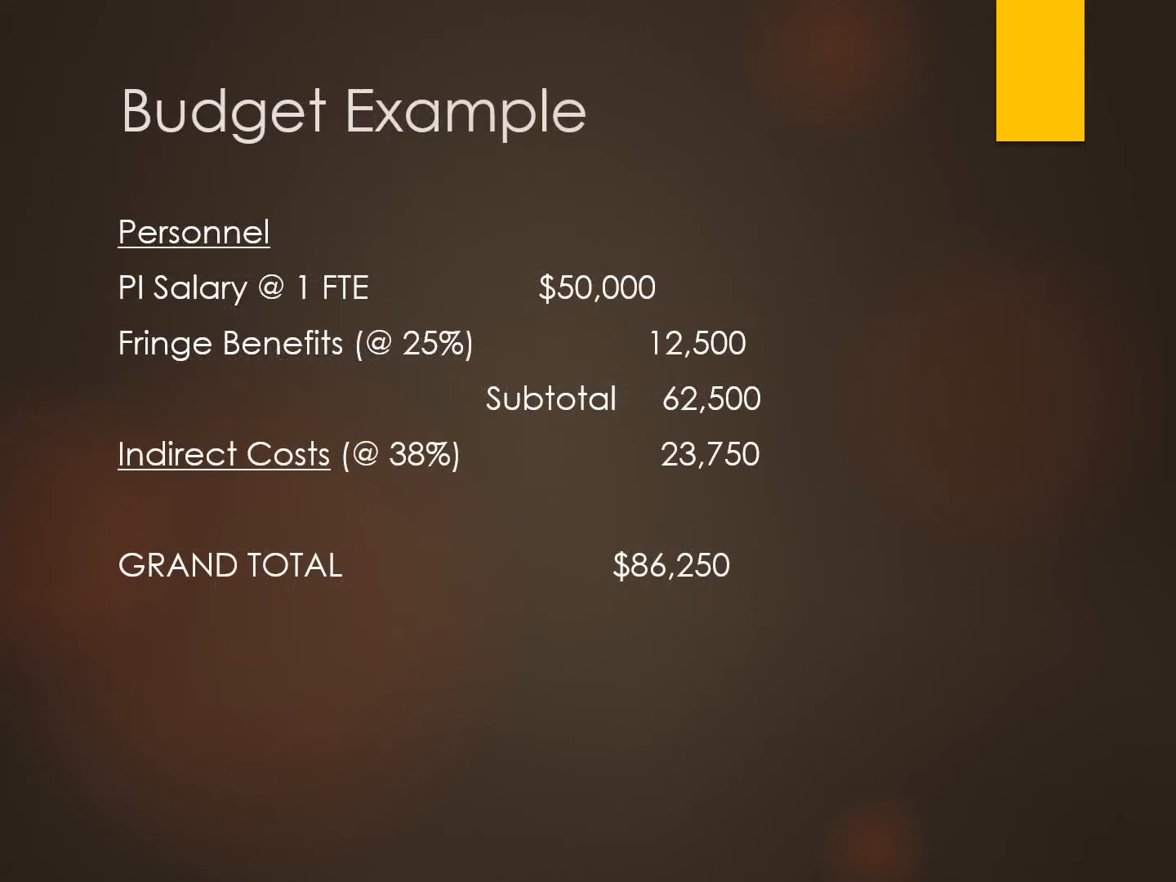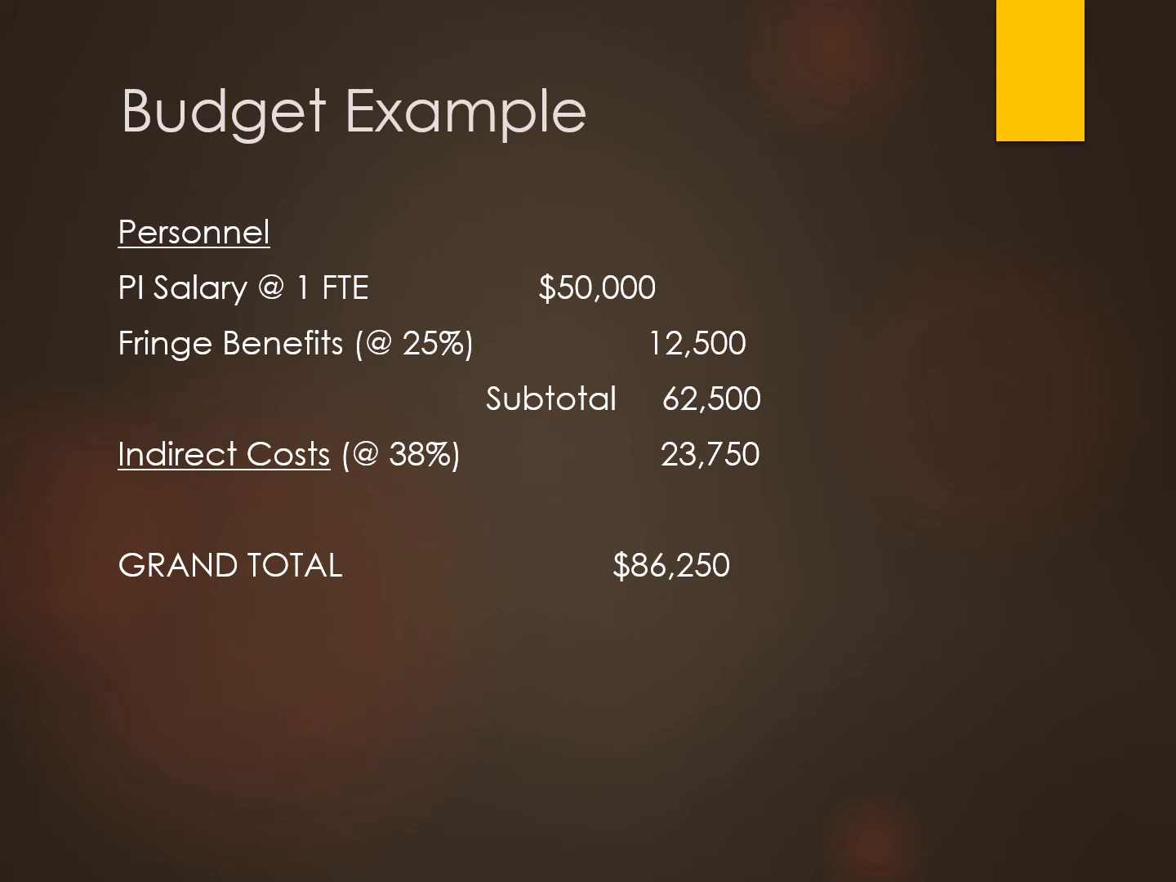So here's a very, very limited example. So basically we have a salary of one person at one FTE. So one full-time person is going to cost us $50,000 a year. Just for ease of calculation's sake, we're going to say the fringe benefits are 25%. So overall, we're going to calculate 25% of the $50,000. That's how much it costs for insurance and the like. And that's going to be $12,500.